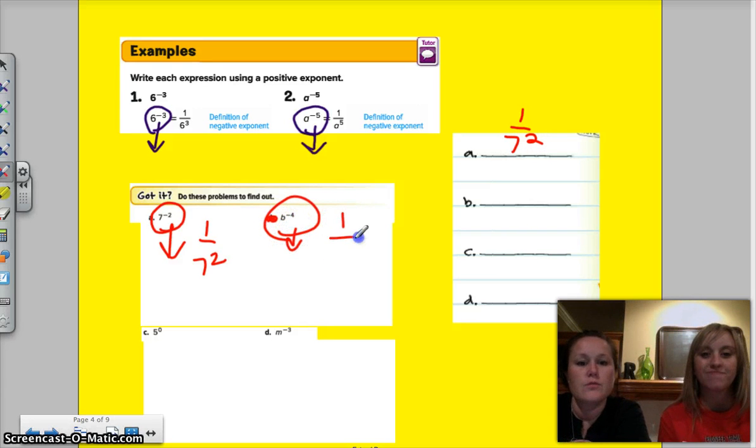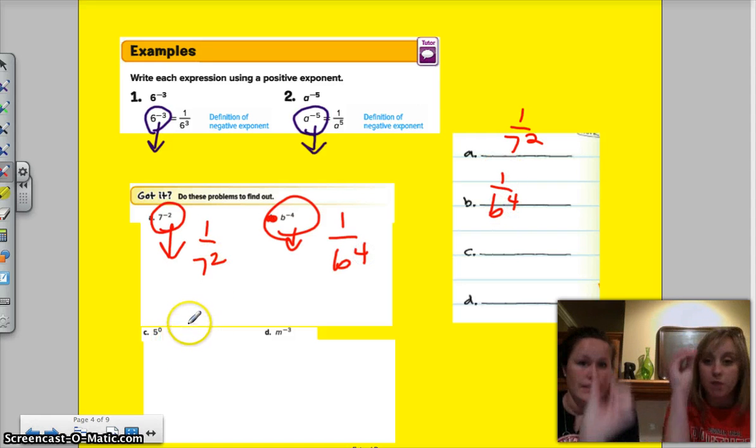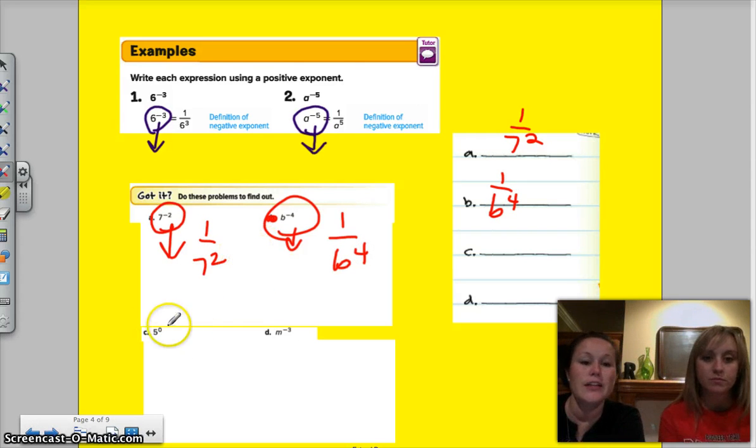Okay. Circle. Oops, don't need that part. It's going to go downstairs. 1 over b to the 4th. Yep. Guys, remember that the base has to be bigger. The exponent is smaller up in the top. You got to make it clear. Some of you guys have writing that makes it hard to see.